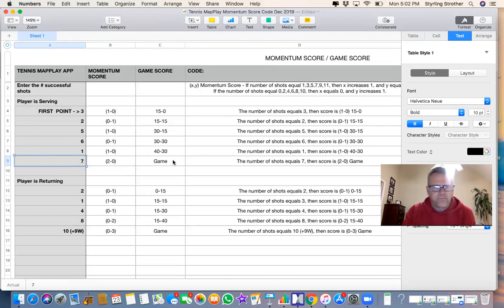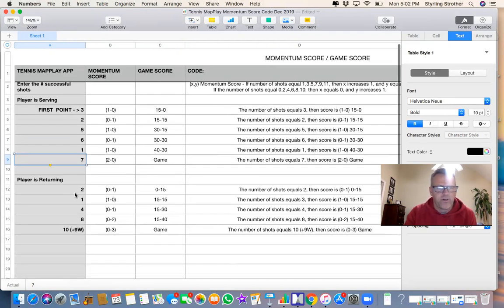All right. Now, when the player is returning, the same values are here. If the shot rally length is an even number, then the Y, or the second score, changes. 0, 1, 0, love 15; 1, 1, 0, 15 all; 4, 0, 1, 15, 30; 8, 0, 2, 15, 40; and then a plus 9W returning is a 10. That's the third point in a row, and that gives the player the game.